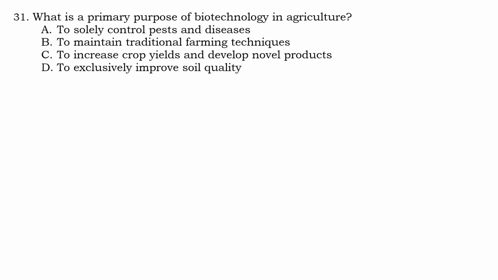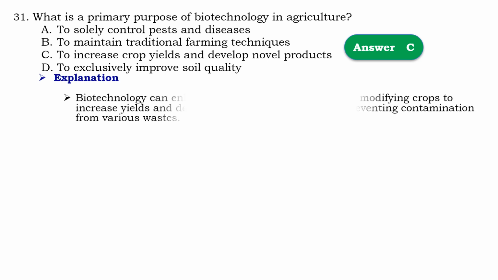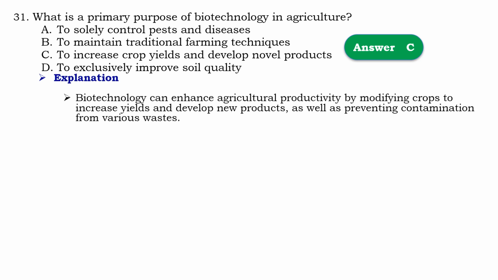Question number 31. What is the primary purpose of biotechnology in agriculture? Biotechnology ግብርና ውስጥ ጥቅሙ ምንድን ነው ይላል? So the answer should be C, to increase crop yield and develop novel products. Means that biotechnology can enhance agricultural productivity by modifying crops to increase yield and develop new products, as well as preventing contamination from various wastes.